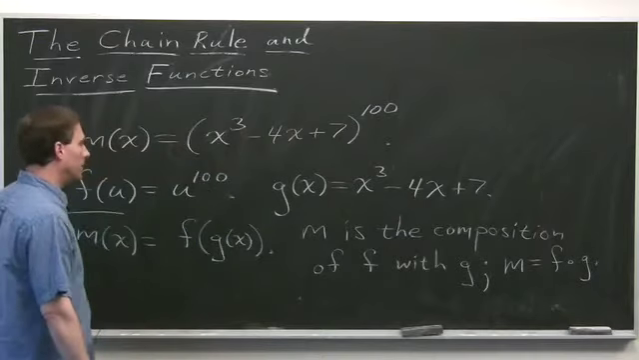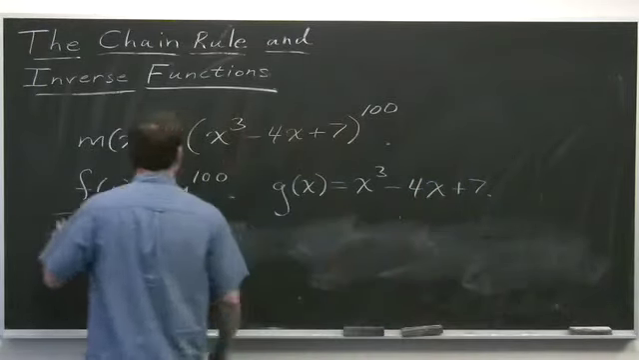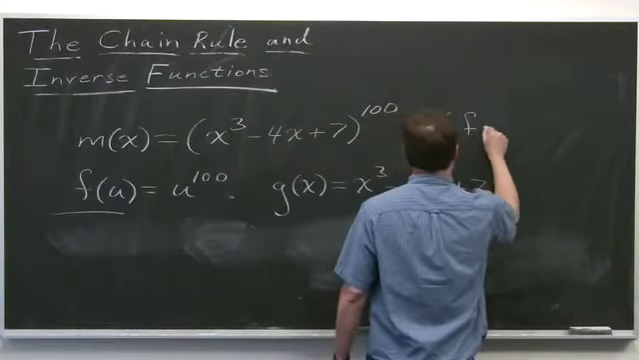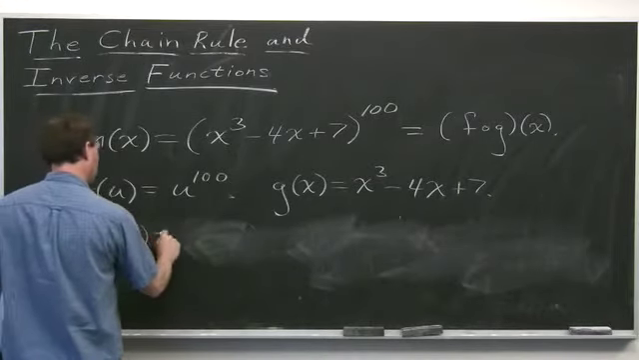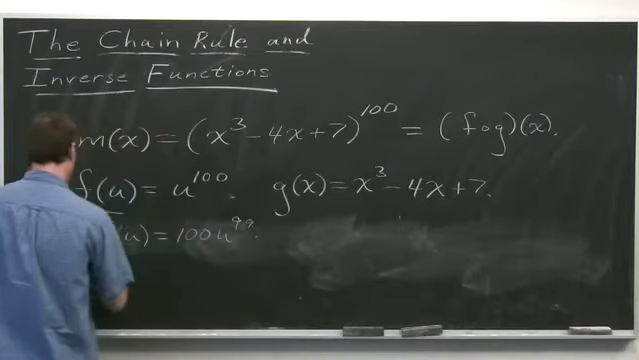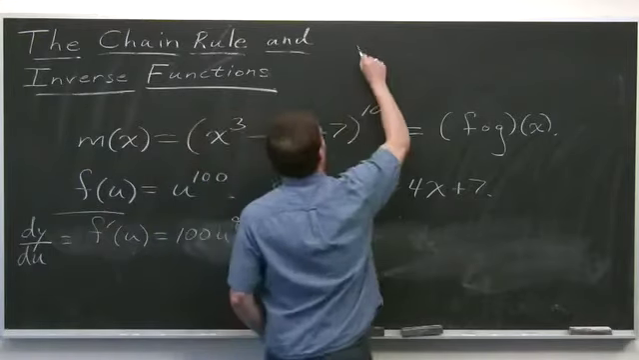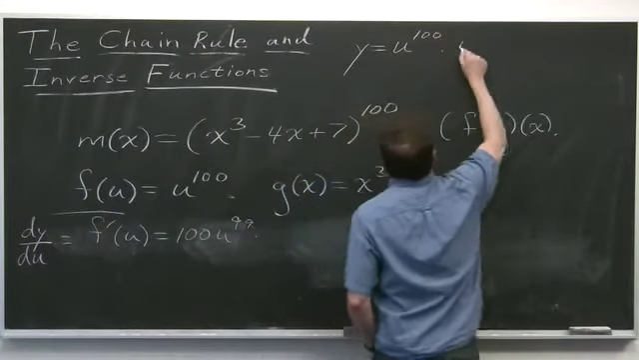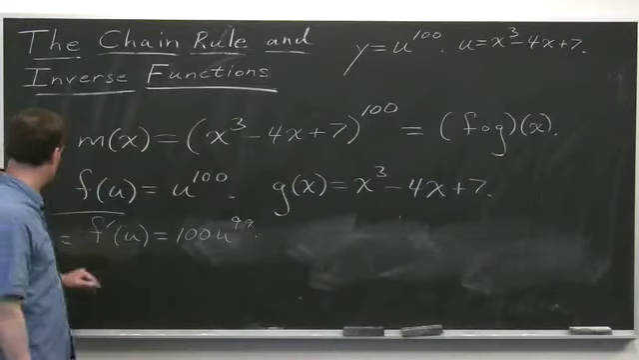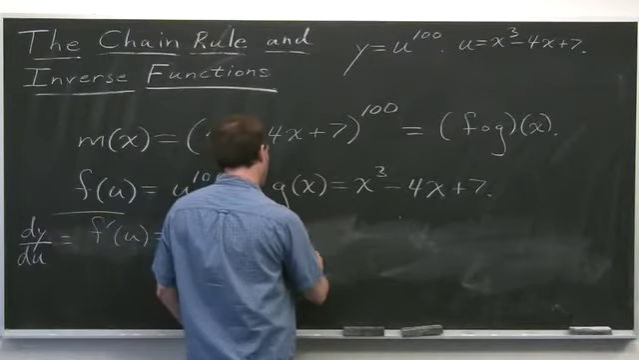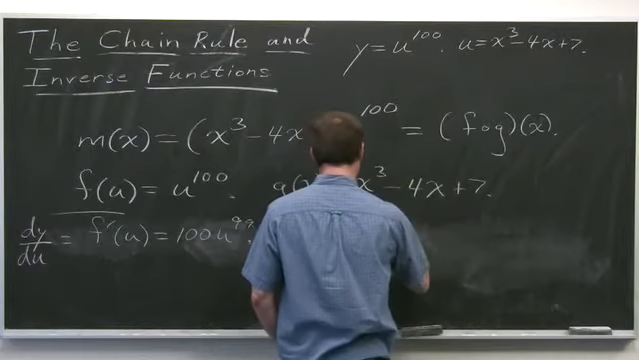So over here in this notation, f prime of u is 100 u to the 99th. That would be the same as dy du. If we're letting y be u to the 100th and u be x cubed minus 4x plus 7, then yes, f prime of u is dy du. g prime of x would be the same as, well, there's no question here. This would be the same as du dx.